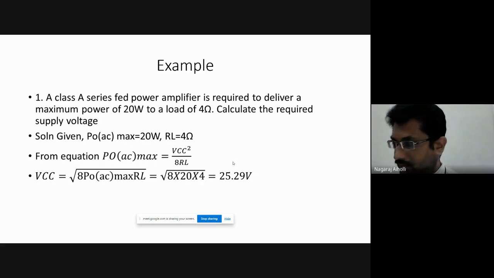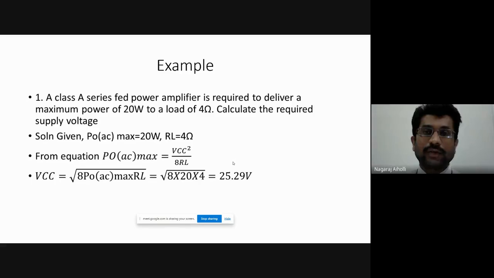Okay. So in the next class, we'll solve one or two examples, right? And then we'll start with the transformer coupled amplifier, class A amplifier, that we'll take up in the next class.